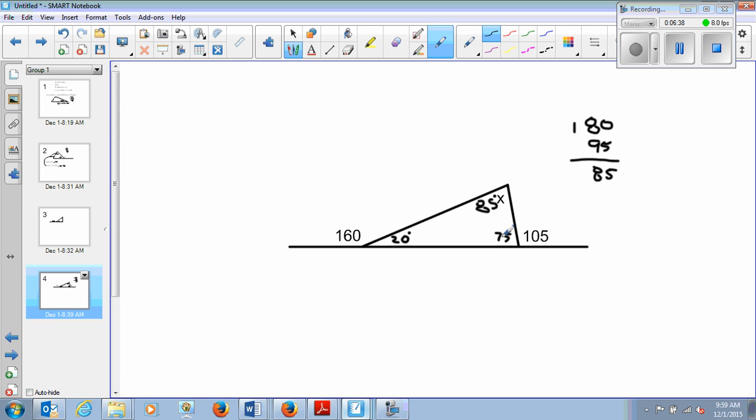Now look, 160, and these two angles, these are remote to 160. So look, 85 plus 75 does equal 160. Also, these two angles, 85 and 20, are remote to 105. 85 plus 20 does equal 105.